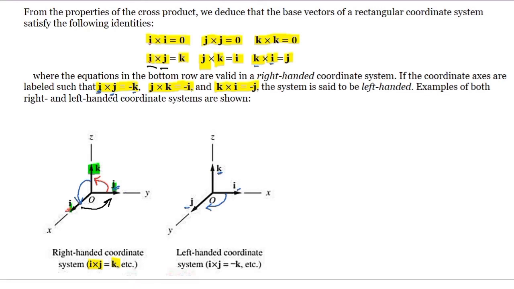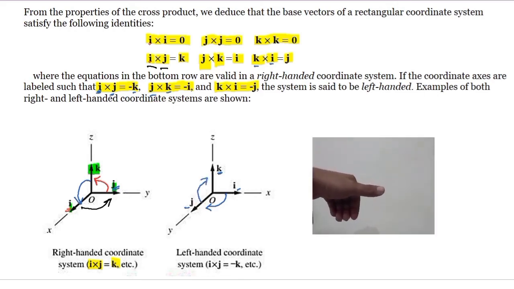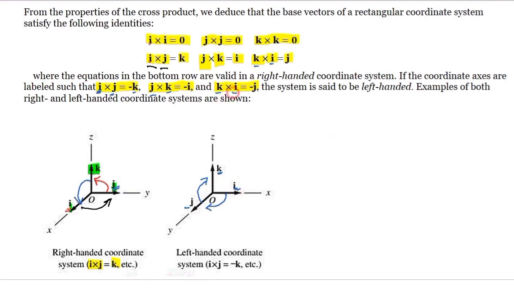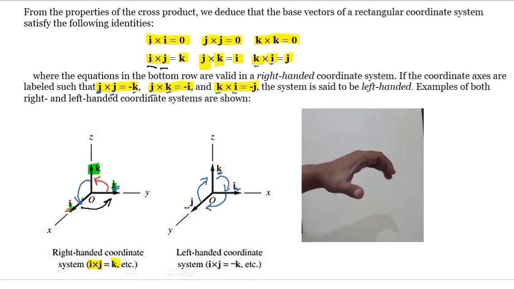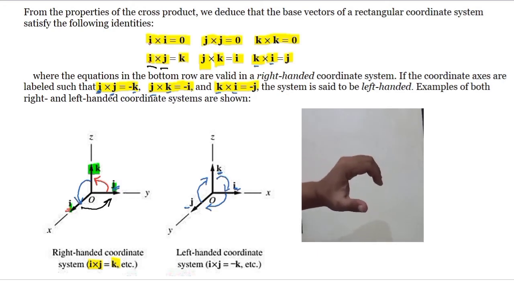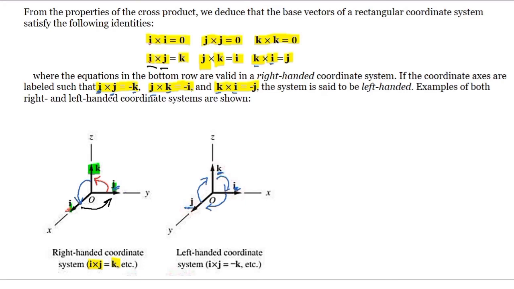And we have the J cross K. Ito yon. So, yung kamay mo ay nakatutok dito kay I. So, it's negative of I. Left-handed yung gamit natin. And the K cross I is this. So, left hand yung gamit mo, nakatutok sa'yo yung thumb mo. So the cross product of K and I, so that's negative of J. So that's the difference between the right-handed coordinate system and the left-handed coordinate system.